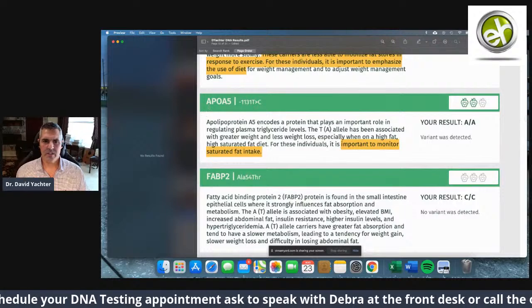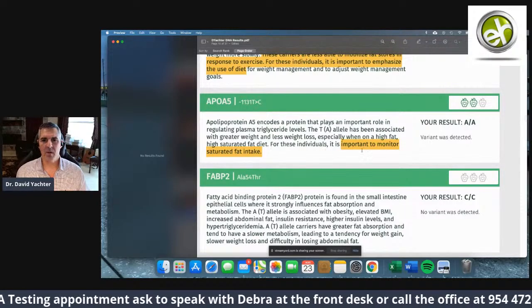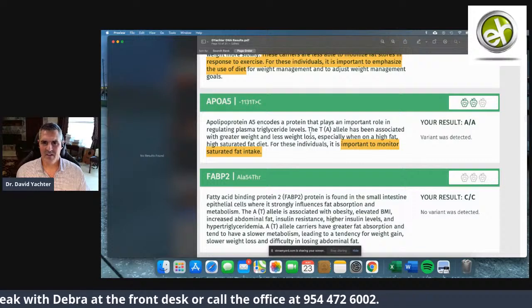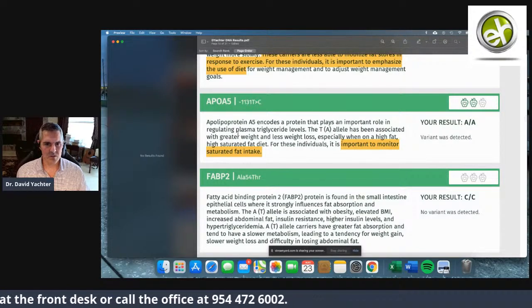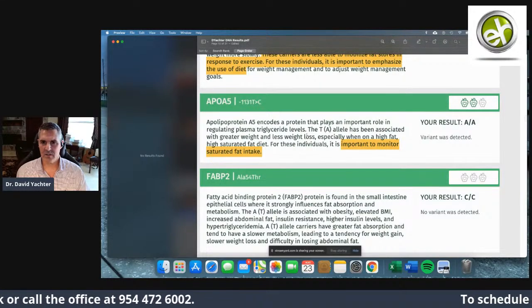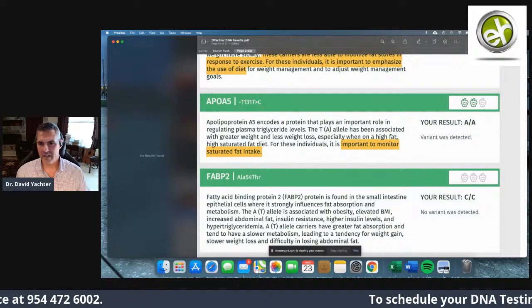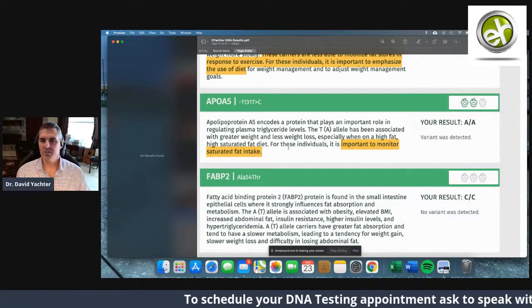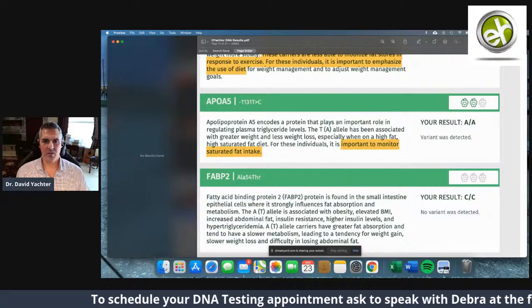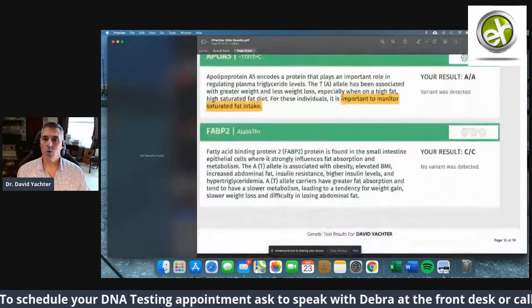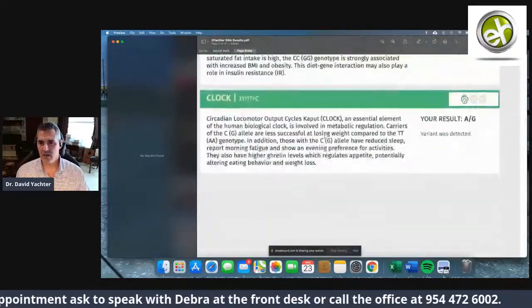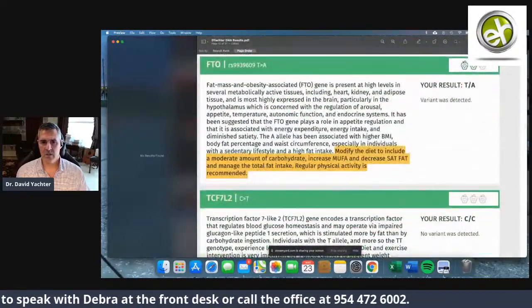So for this particular gene, APOA5, it's important to monitor saturated fat intake. Why is that? Because this allele has been associated with less weight loss, especially when on a high saturated fat diet. And so for this particular individual, if they're on a keto diet, that is not going to work well for them. Their triglycerides are going to go up. They're not going to lose fat. They're going to be severely challenged in that case.